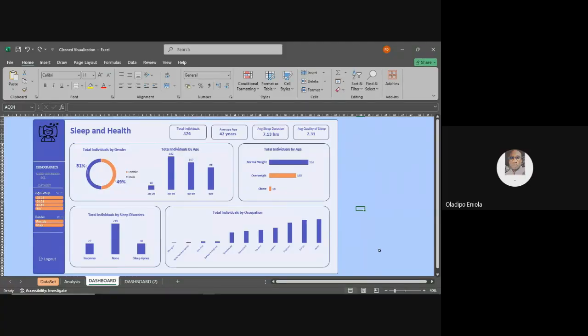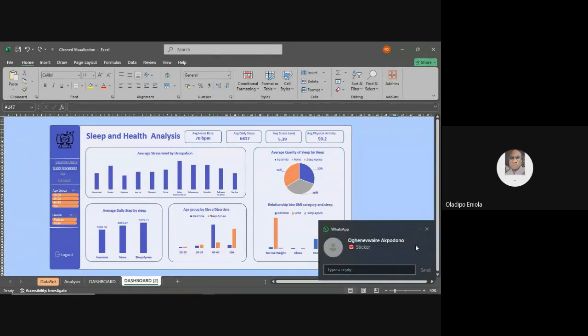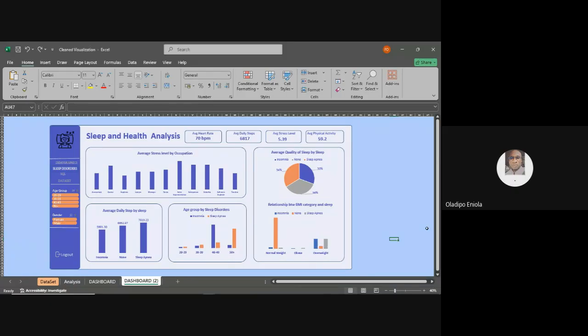Let's go to the next one, dashboard 2. The same thing here, average stress level by occupation. We don't have anything on there. Okay, so you checked for just two sleep disorders, insomnia and sleep apnea, right? Yes, we have just insomnia and sleep apnea, and then those without any disorder at all.